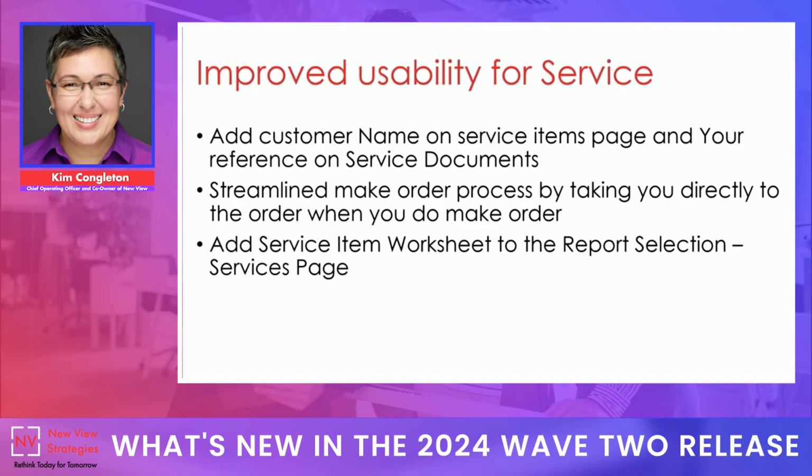And then the big one, the your reference on service documents. So that's kind of nice too, kind of like an external document on a sales order. It's going to allow you to have that additional reference number on your documents and be able to search by that, group by that, report on that. And then they added the service item worksheet to the report selection services page. So it's just another worksheet that you're able to run from the report selection services page.